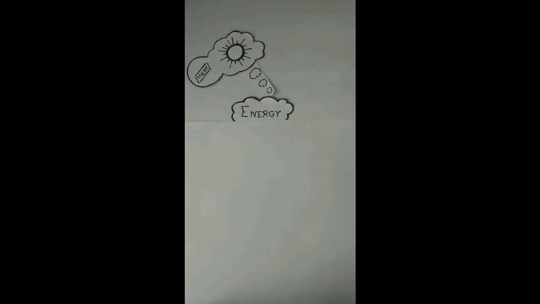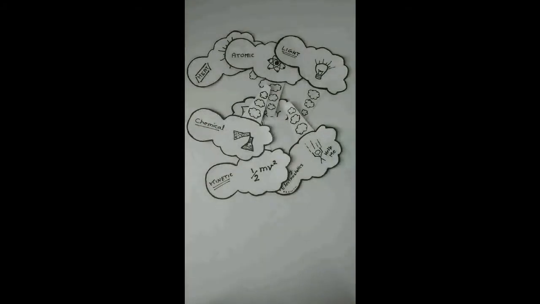Guys, now let's talk about the topic energy. As we know, energy can be of many forms like heat energy, atomic energy, light energy, potential energy, kinetic energy, chemical energy, and many more. Before moving towards the types of energy, let's talk about what is energy. Guys, energy is simply the capacity of doing work. Energy can be transferred to other or converted into any other form, but cannot be created or destroyed.